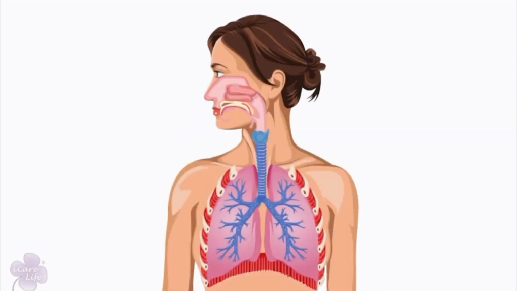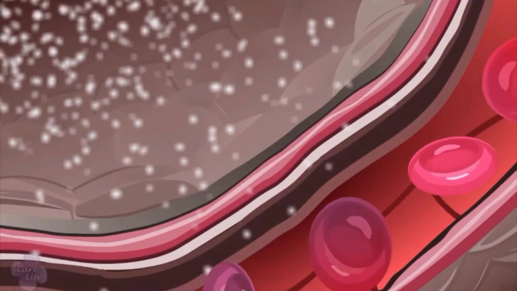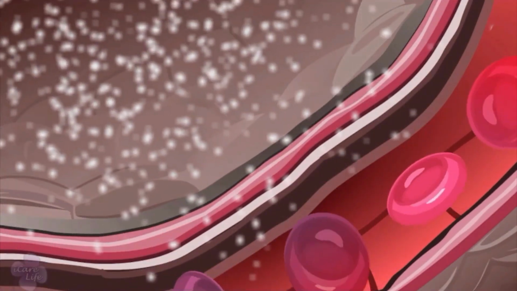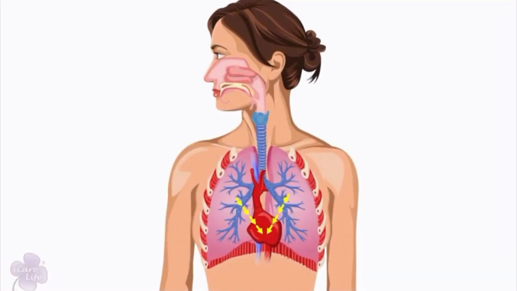The oxygen in the air passes through the alveoli into the capillaries to reach the red blood cells. The red blood cells with oxygen flow from the capillaries to the veins and then to the heart. The heart sends the red blood cells with oxygen to all the parts of the body.